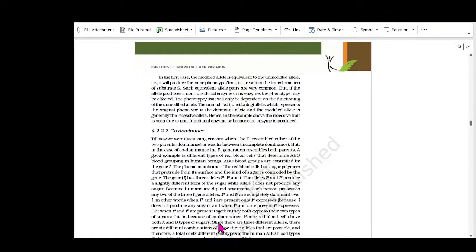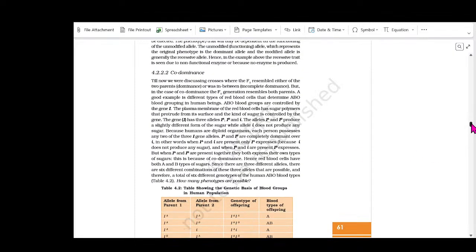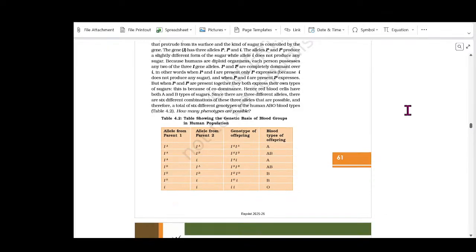Since there are three different alleles, there are six different combinations of these three alleles that are possible, and therefore a total of six different genotypes of the human ABO blood group types are possible. How many phenotypes are possible? Please go ahead. This table is very important.